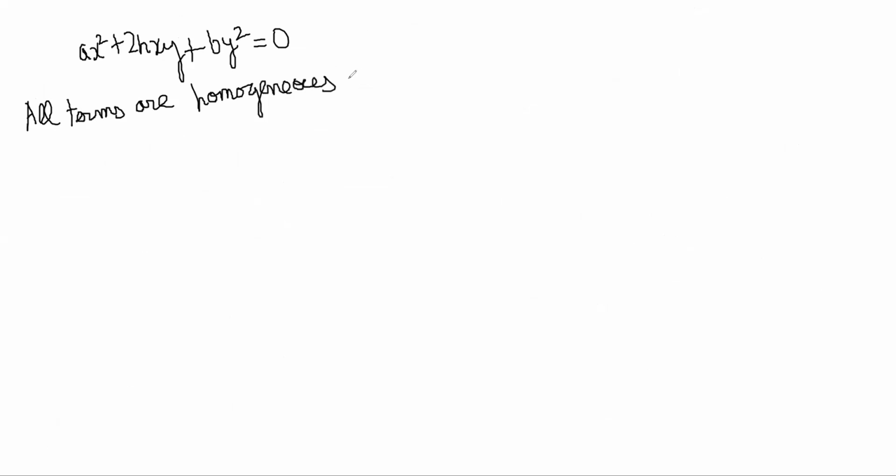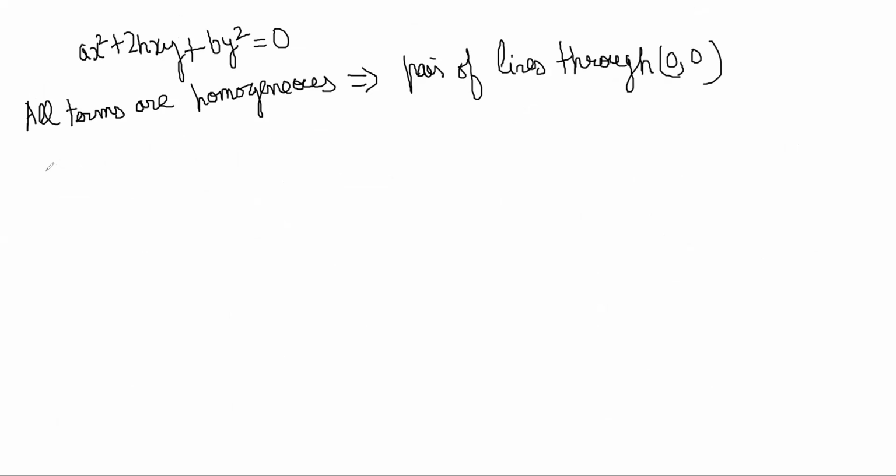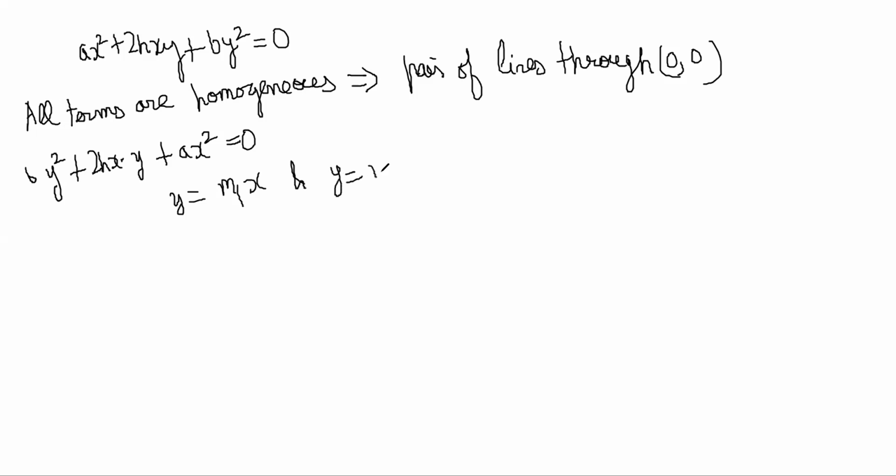So basically ax square plus 2hxy plus by square is equal to 0. First of all, notice that all terms are homogeneous. All terms are homogeneous means pair of lines through the origin. And how to get the equation? Just solve for y. Make it a quadratic in y, by square plus 2hx into y plus ax square. Solve this quadratic for y. So you'll get y is equal to m1x and y is equal to m2x.